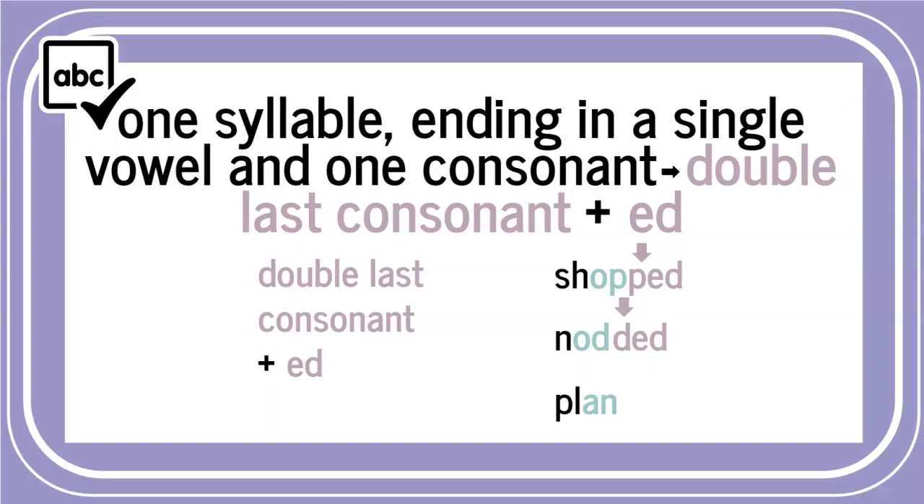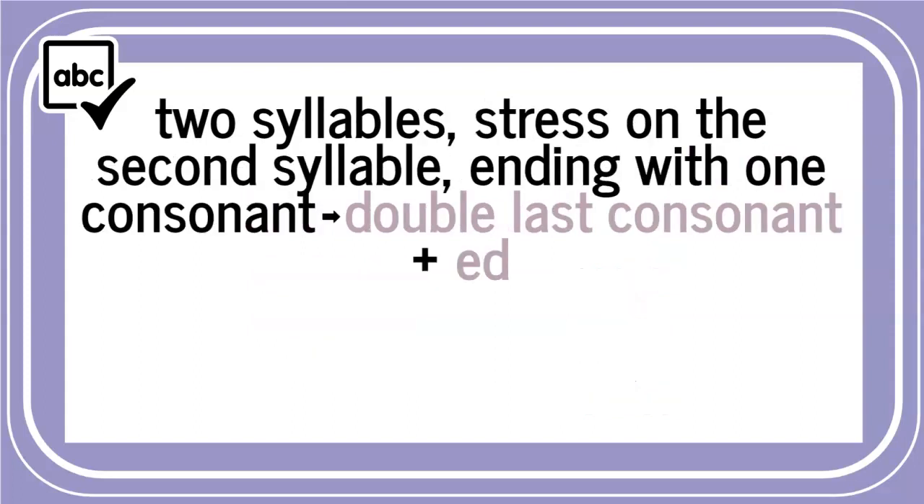Plan. We have a vowel and a consonant for the last 2 letters. We will double the N and add ed. So we have 2 N's right here. Here is another rule. 2 syllables, stress on the second syllable, ending with one consonant. So we double the last consonant and add ed.